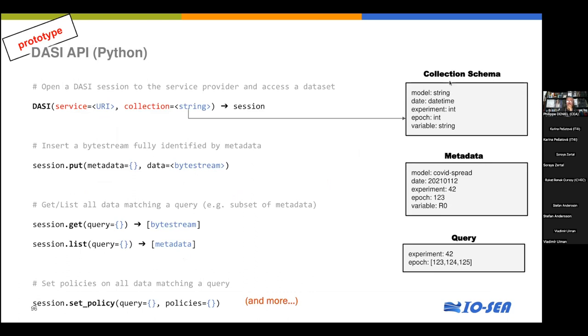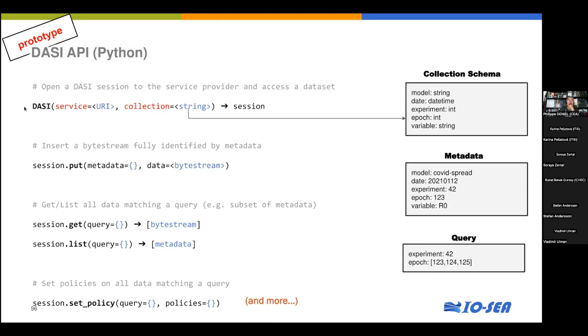The important idea is the schema, the collection schema. So you have your data, which is addressed by an address which has a well-known template. For example, we have a model which is a string, we have the date which is a datetime, then a number representing an experiment, an epoch time which is an integer, and a variable which is a string. And every data has attached metadata which helps in finding it. Those metadata are compliant with the collection schema. And you can make a query saying, okay, on this schema, I want to access experiment number 42 and get the information on the epoch 123, 124, 125.